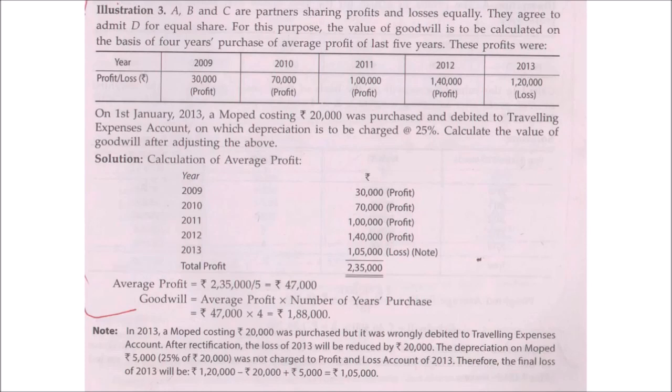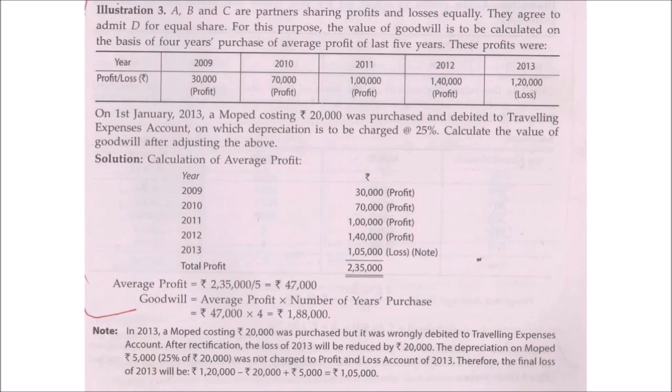Now we can move to the next question. A, B and C are partners sharing profits and losses equally. They agreed to admit D for equal share. For this purpose, the value of goodwill is to be calculated on the basis of 4 years purchase of average profit of last 5 years.